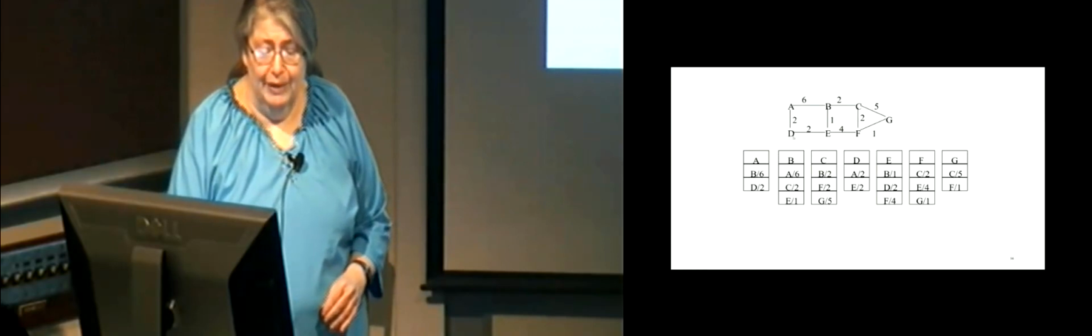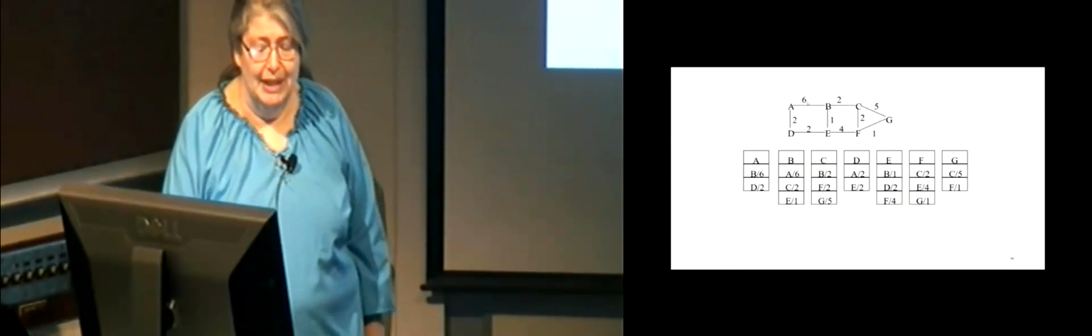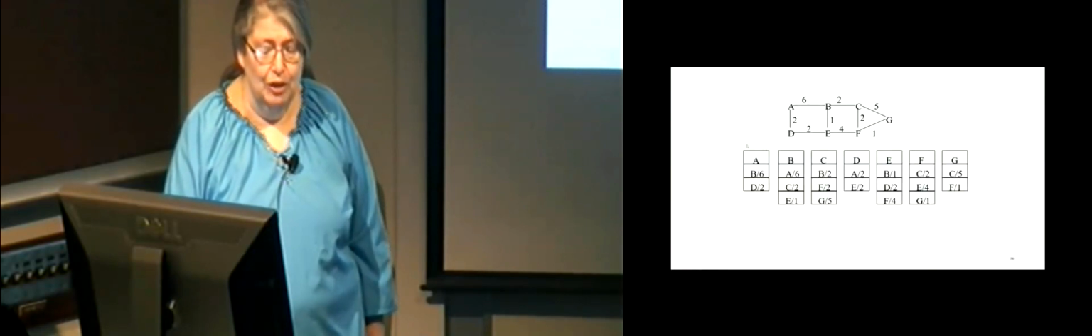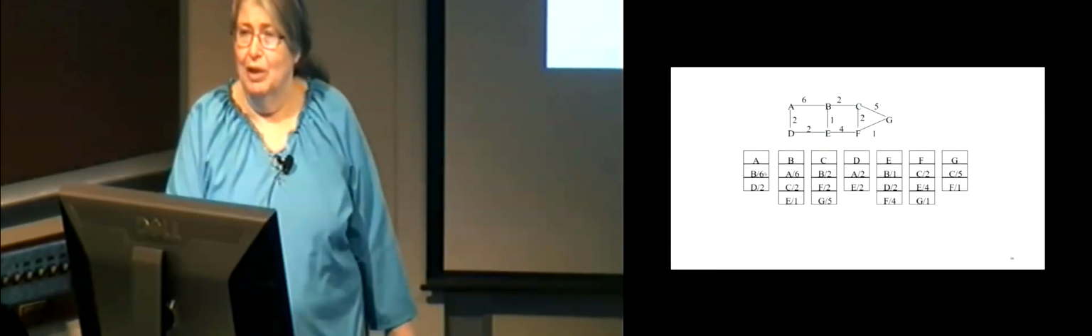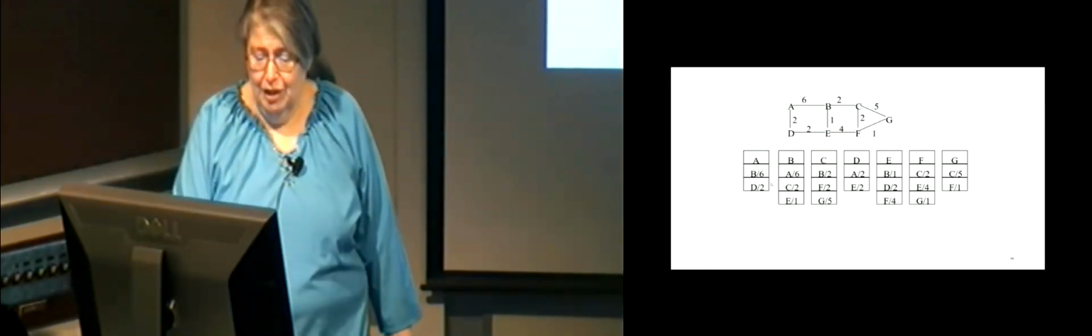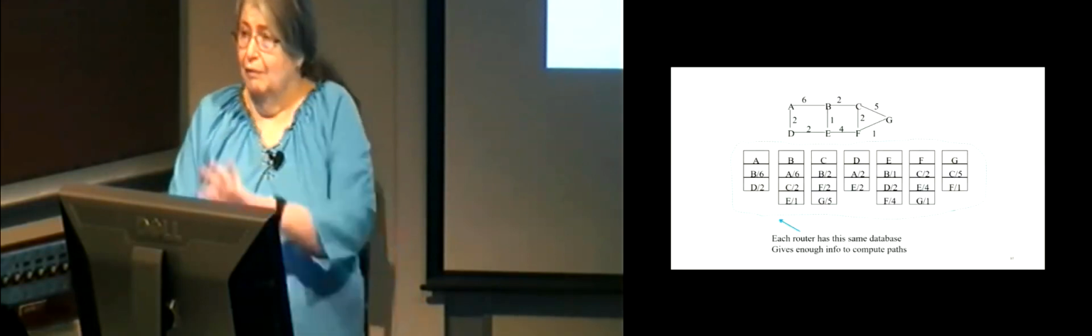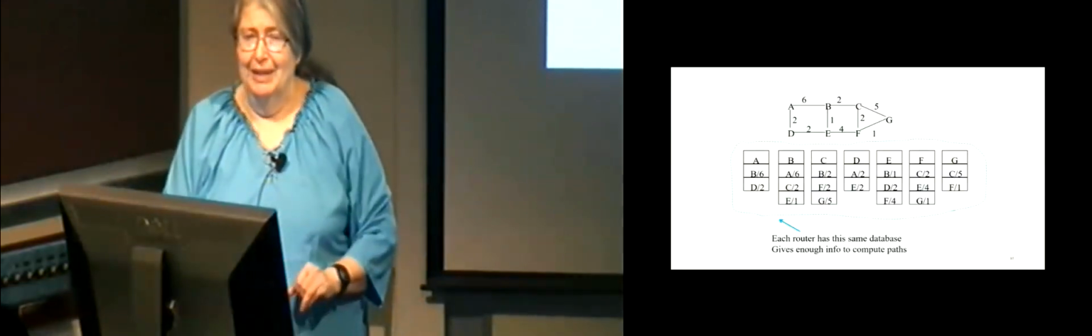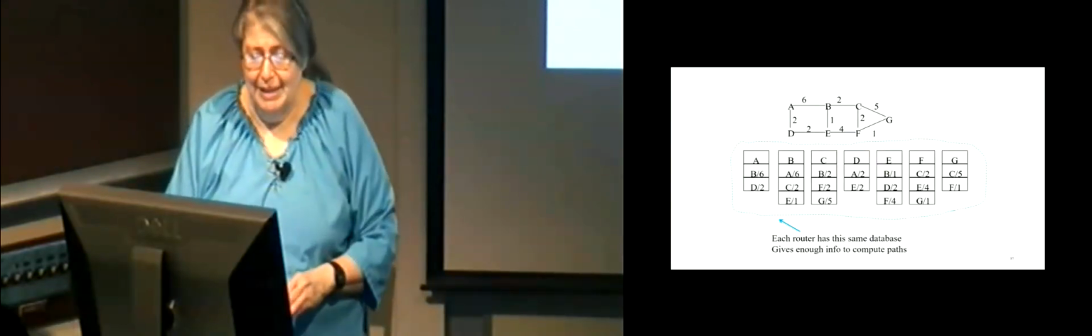So for instance, here you have a network where A has 2 neighbors, B at a cost of 6, D at a cost of 2, and A's link state packet says, I'm A, I have a neighbor B at a cost of 6, and D at a cost of 2. So everyone will have the same database of link state packets from everybody else, and that completely describes the network. So from that, you can compute paths.